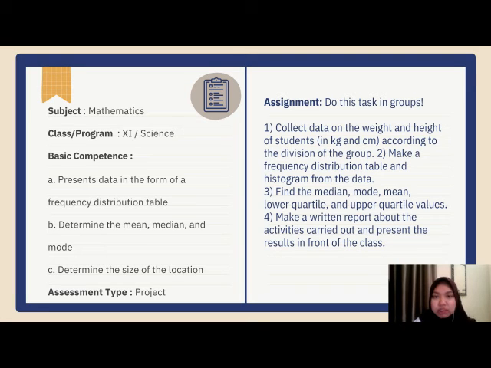And on the right side, we can see that there is an assignment to do this task in a group. That means the teacher needs to give an instruction for all of the students to make a group first and then try to do this assignment. So the assignment consists of: first, collect data on the weight and height of students in kilograms and centimeters according to the division of a group. Second, make a frequency distribution table and histogram from the data. Third, find the median, mode, mean, lower quartile, and upper quartile values. And last, the students need to make a written report about the activities carried out and present the results in front of the class.